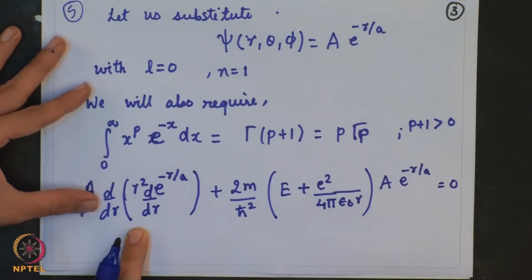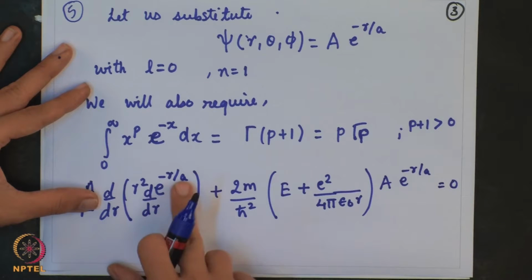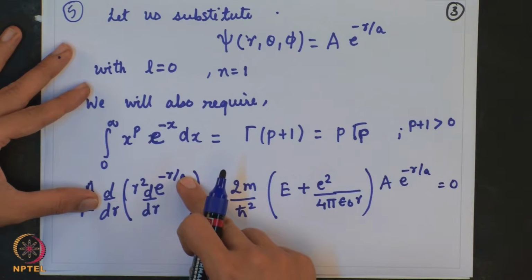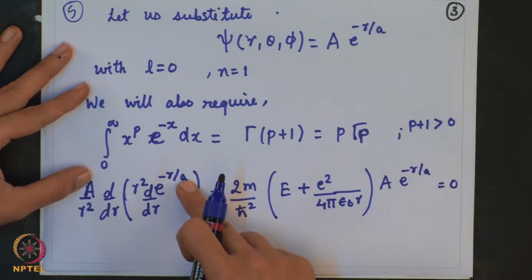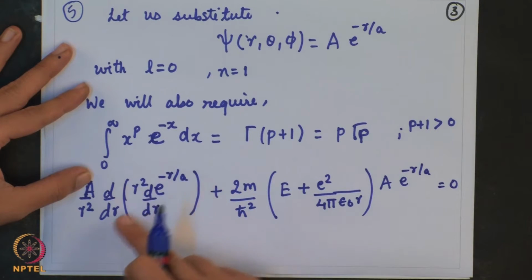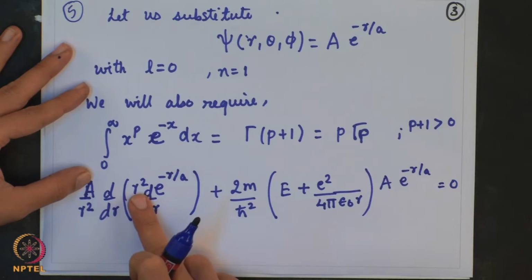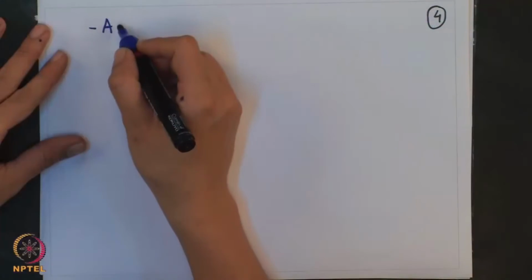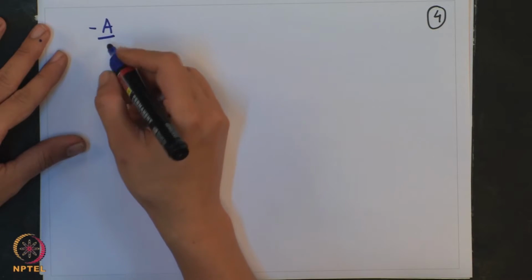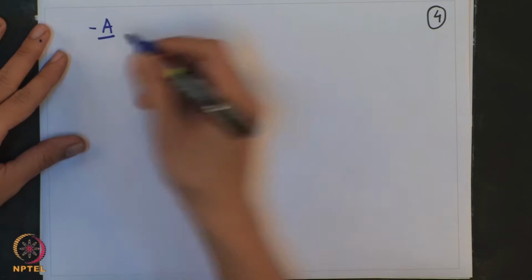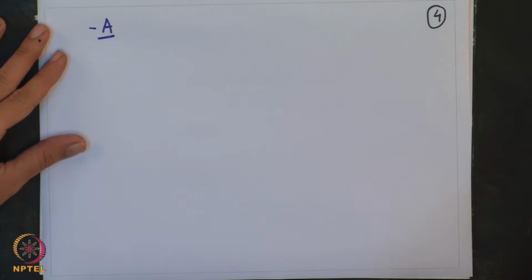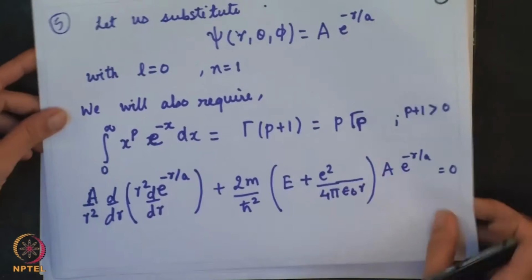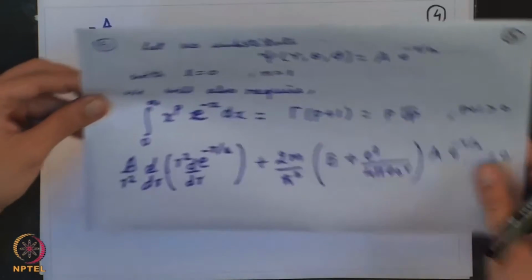So, this you can easily do. You have to take the derivative with respect to r. This will give me minus a, and I will have the derivative with respect to r square. Here you will have minus a upon, in the previous term we had a upon r square.